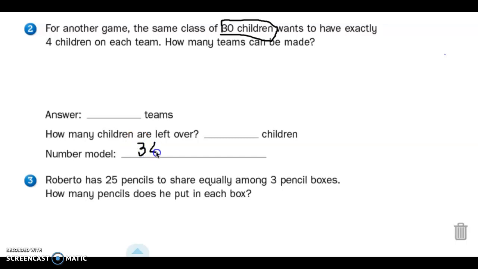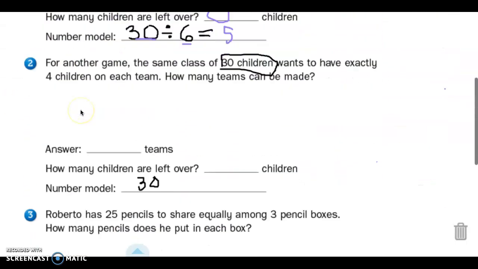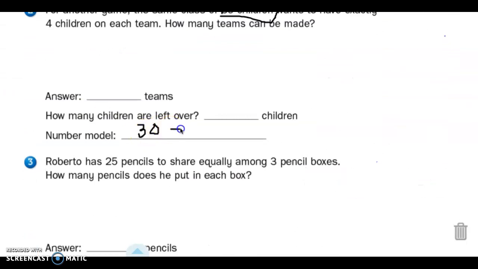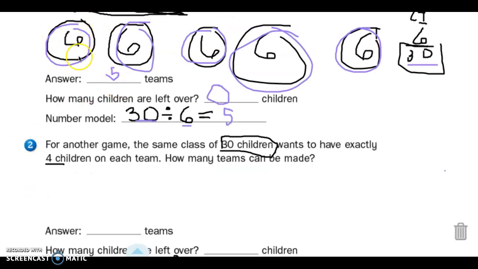And I know I need to have a what? My directions said I need to have a division number model. So I'm going to have 30 divided by, and what's my only other number? 30 divided by, look at that, 4. And it's 4 children on a team this time instead of, do you remember how many children are on the team last time? Oh, there were 6 before.